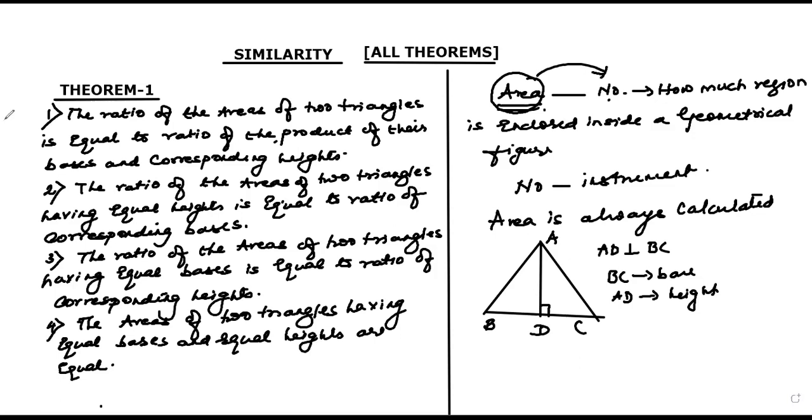Got it? If the height would have been drawn on any other side, suppose BQ is perpendicular to AC. In that case, AC becomes the base and BQ becomes the height. Are you getting me, children?